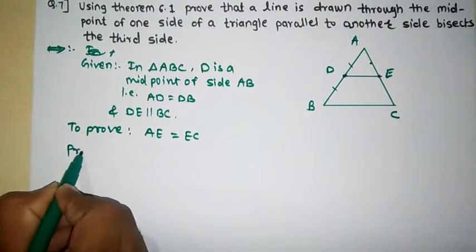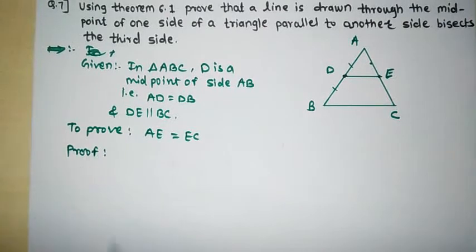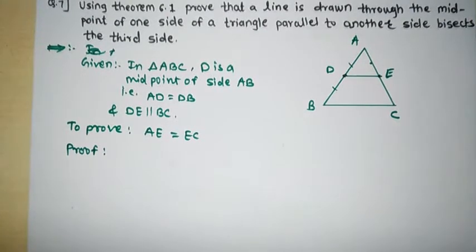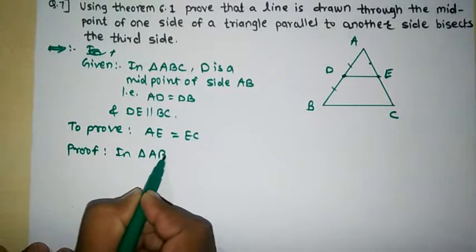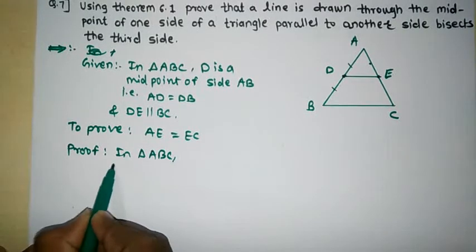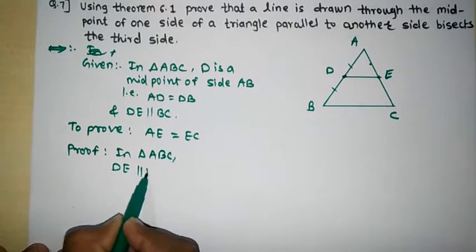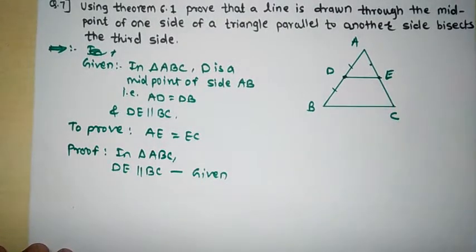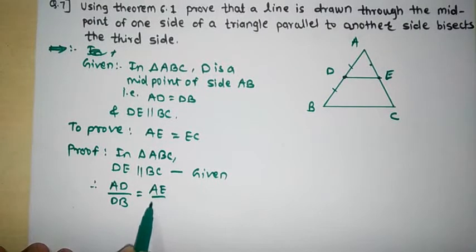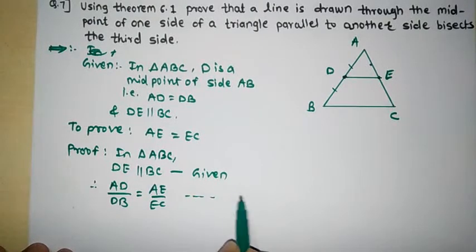Proof. In triangle ABC, we know that DE is parallel to BC. What is the reason? It is given. Therefore, AD divided by DB is equal to AE divided by EC. What is the reason? By the BPT theorem, the basic proportionality theorem.